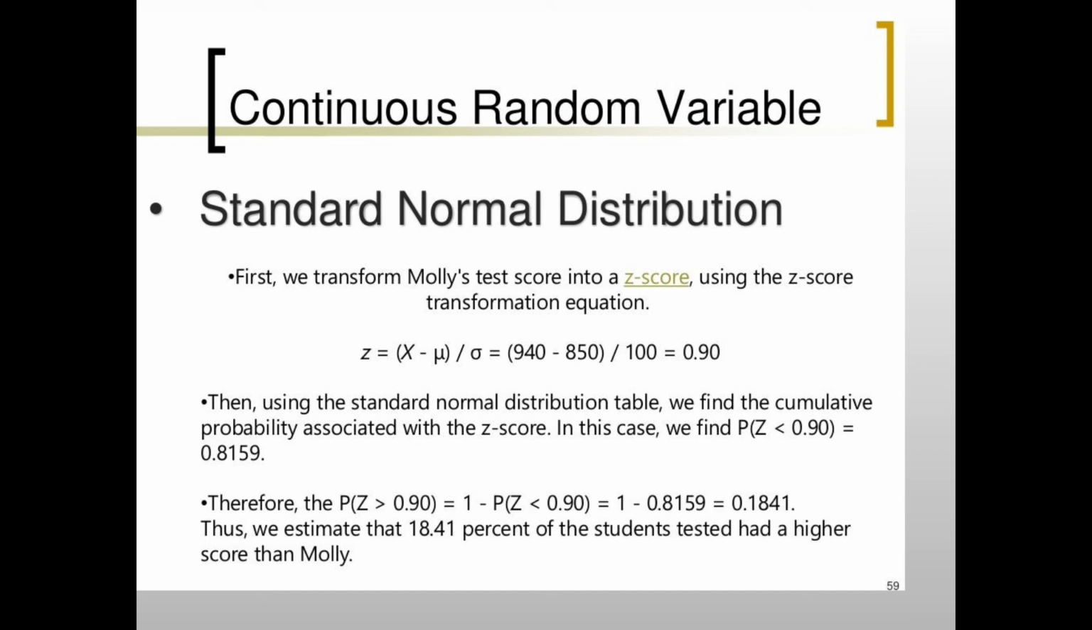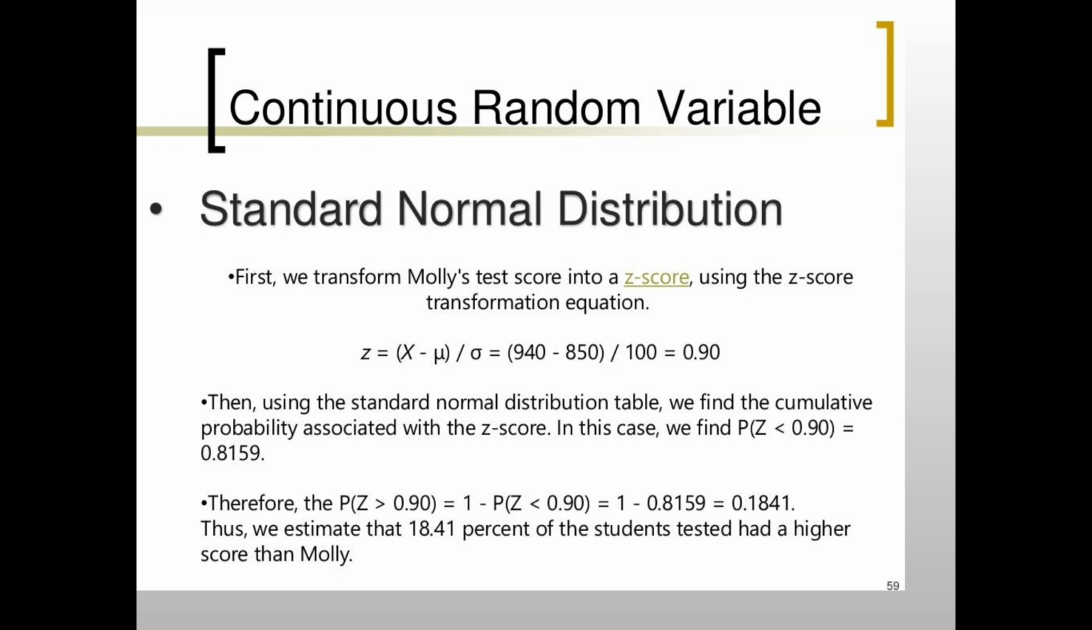And standard normal distribution. First, we transform Molly's test score into a z-score using the z-score transformation equation. Z is equal to x minus mu by sigma, which is equal to 940 minus 840 by 100, which gives the z-score of 0.90. Then using the standard normal distribution table, we find the cumulative probability associated with the z-score.